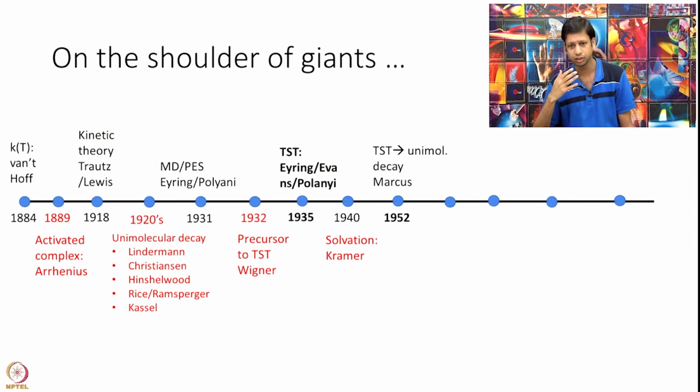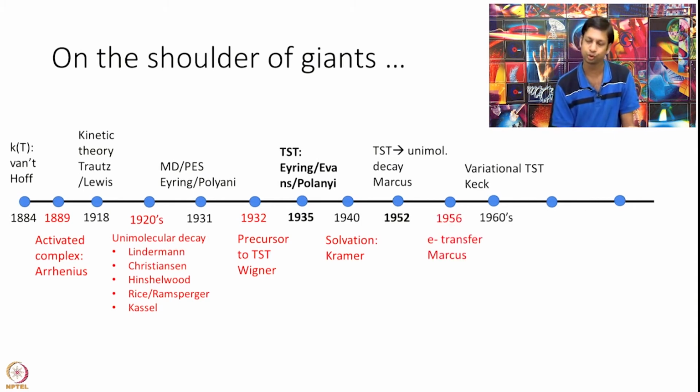1952, Marcus did another beautiful work. He essentially solved the unimolecular decay. The work that was done in the 1920s, Marcus entered, said I can now solve it completely, and what he did is to use transition state theory. That is the reason in the 1920s they were not able to solve it, because transition state theory did not exist back then.